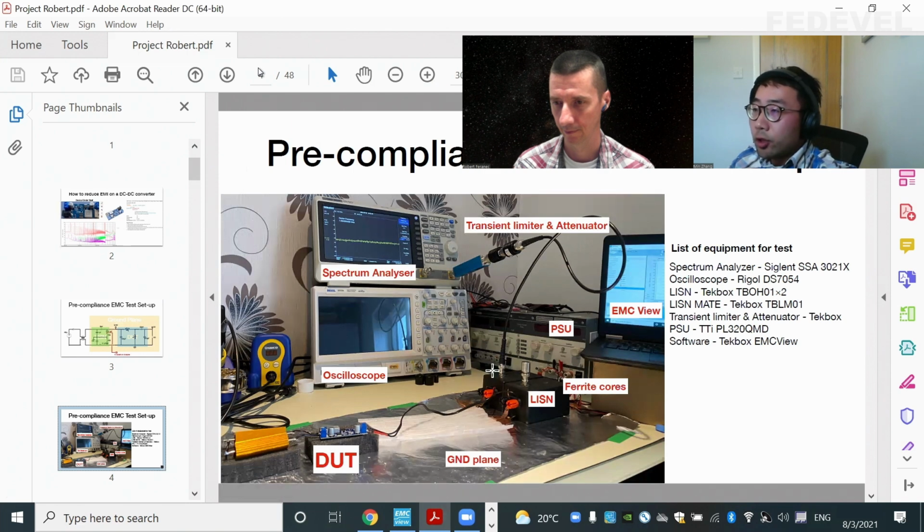And you can see these are the LISN modules I just mentioned. So they are serving as a filter block. This is my power supply unit. And this is my spectrum analyzer. And as you can see here, I have a transient limiter and also some attenuator, simply because if you don't use the transient limiter and attenuator, the noise level is way, way, way too high. It will damage the RF input of this spectrum analyzer.